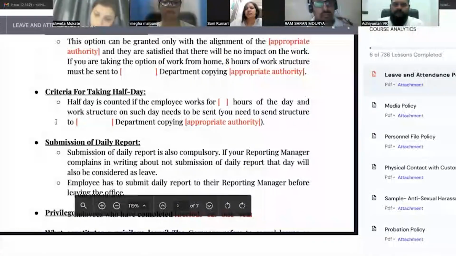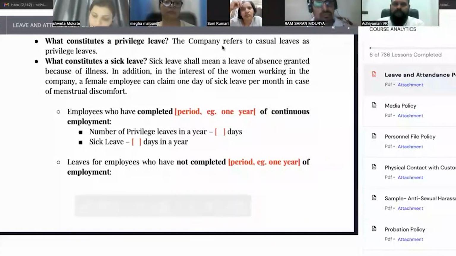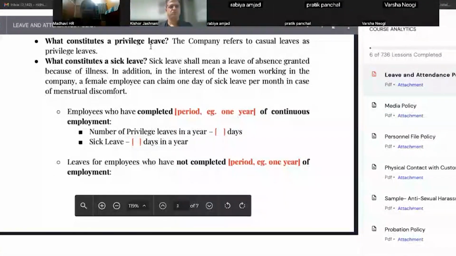So what is privileged leave? What is sick leave? Define that. You need to define everything. Don't let anything be under the assumption of employees. Have clear-cut terms and lay down everything. That's a good practice. Don't just leave things to the assumption of employees. So what is a privilege leave? Meaning casual leave. What is a sick leave?